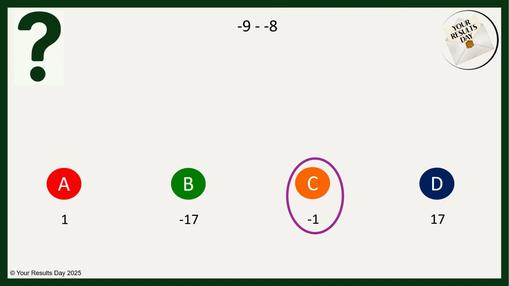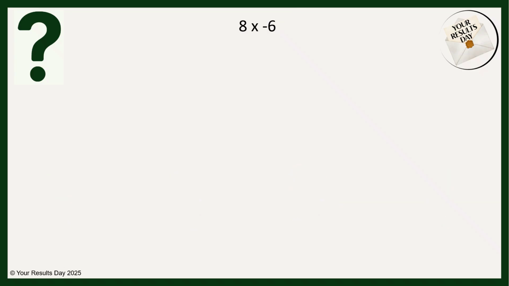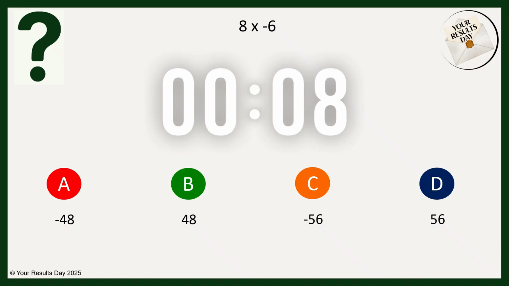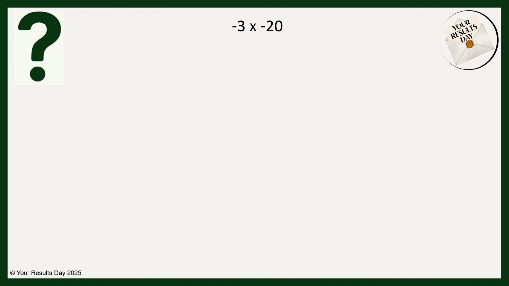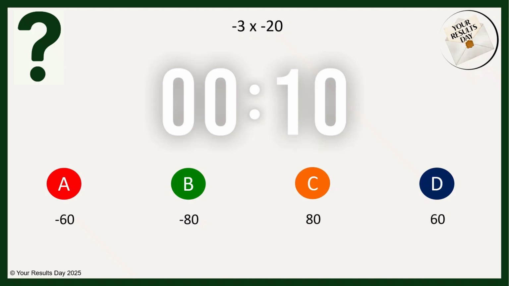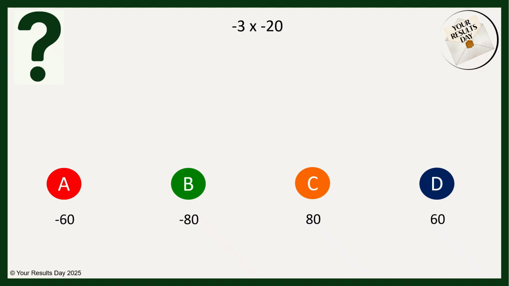Then we're moving on to multiplication. We have got 8 multiplied by negative 6. Here are your options. That one was A, negative 48. Then we've got negative 3 times by negative 20. That one was D, positive 60.